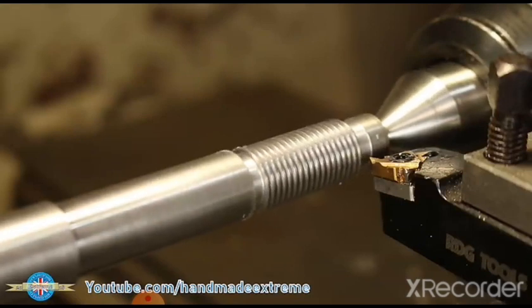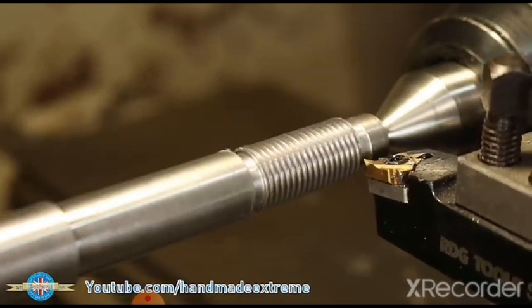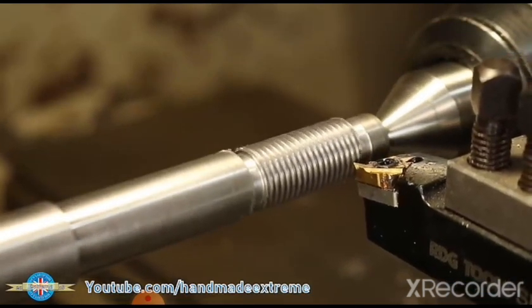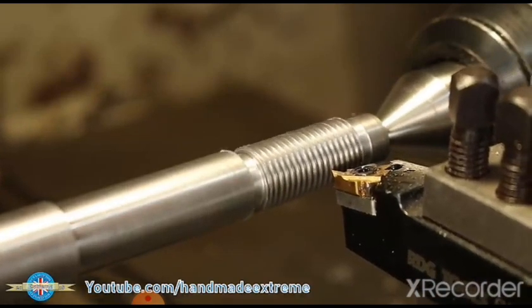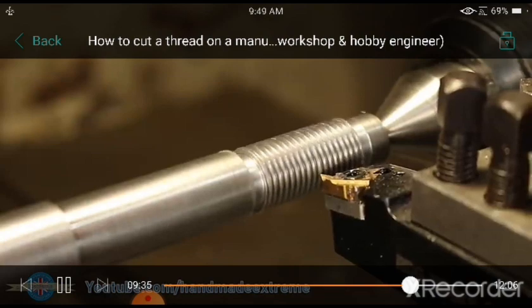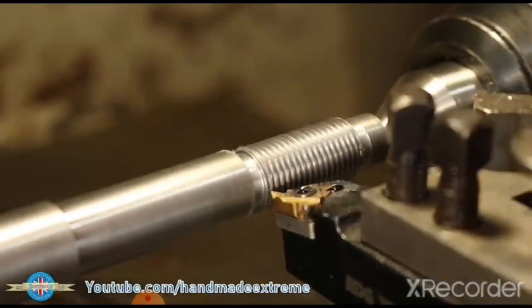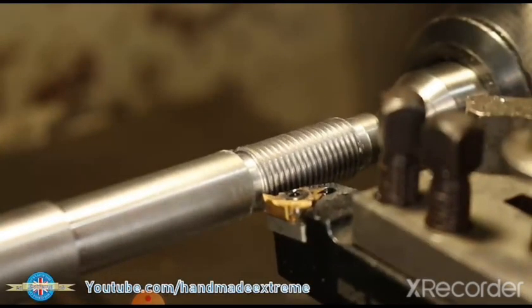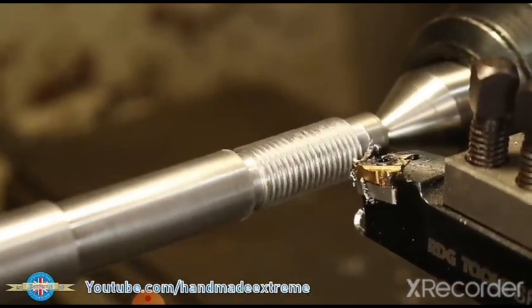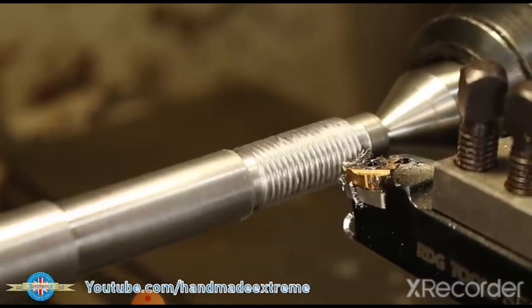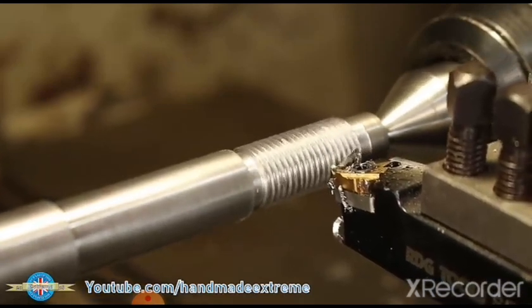So my number's coming around, slowly, numbers there, nearly there now, and engage. So I'm just watching the tool to make sure that it lines up with the root of the thread, which it seems to be doing reasonably well. And disengage. So we'll just take a couple of finishing passes now, only taking a little bit now just to smooth up the surface, make a nice finished thread.